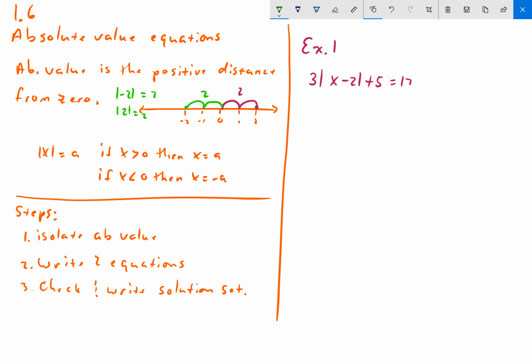A lot of people just say, oh, well, the absolute value is just a number without the sign, which isn't really a good definition. So I'm going to give you one more. The absolute value of x equals a. If x is greater than 0, then x equals a. So for example, the absolute value of 2, 2 is greater than 0, so a would be 2.